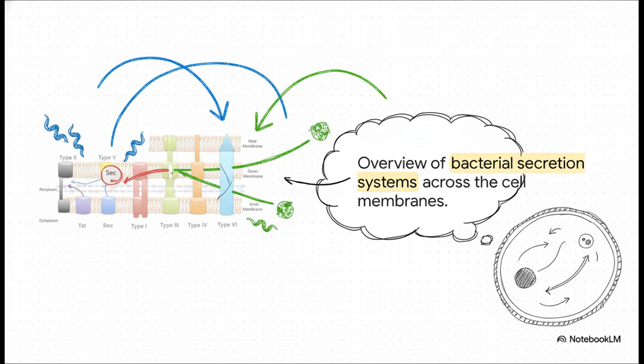This diagram here is perfect for getting the lay of the land. Just look at it. You can immediately see there are two main strategies at play. First, you've got the two-step processes. See the type 2 and type 5 systems? They rely on first getting a protein into the periplasm, using helper pathways called Sec or TAT. Then they move it across the outer membrane. But then you have these other beasts, the type 1, 3, and 4 systems. These things are incredible. They build a continuous channel that spans both membranes, allowing them to shoot proteins directly from the cytoplasm to the outside in one single go.